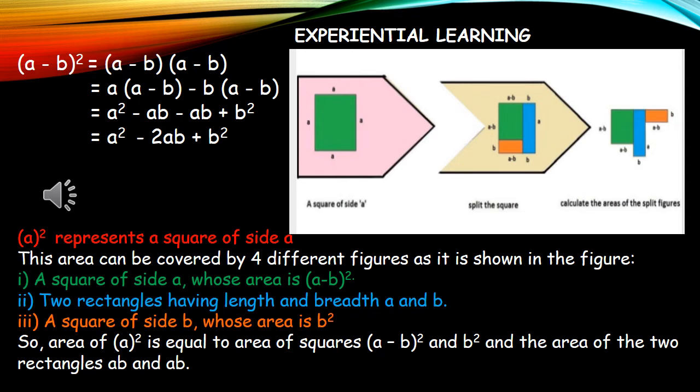Now, we will be concentrating on a minus b whole square, that is equal to a minus b into a minus b, equal to a into a minus b minus b into a minus b. So, we are getting a square minus ab minus ab plus b square. We are adding the coefficients of the like terms, minus 1 plus minus 1, that is giving us minus 2ab. So, a minus b whole square is equal to a square minus 2ab plus b square.